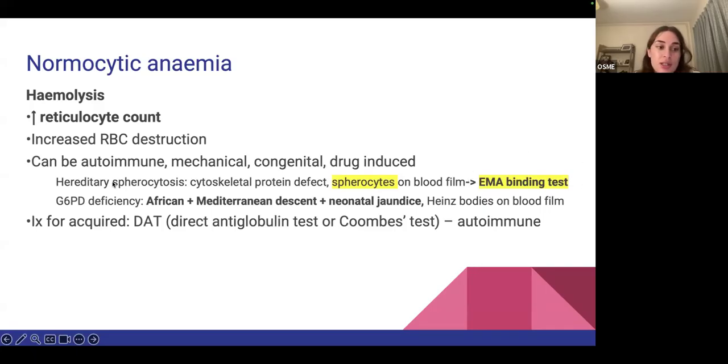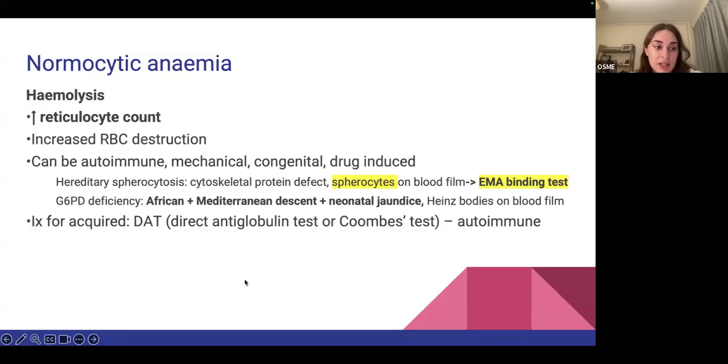And then for G6PD deficiency, it will be this history of a child with jaundice, and they're often of African or Mediterranean descent. And if they provide the blood film, they'll mention something like Heinz bodies. The way I remembered that was quite silly. I thought, okay, if this is common in children, kids eat Heinz beans a lot. If that's not very helpful, just ignore that.